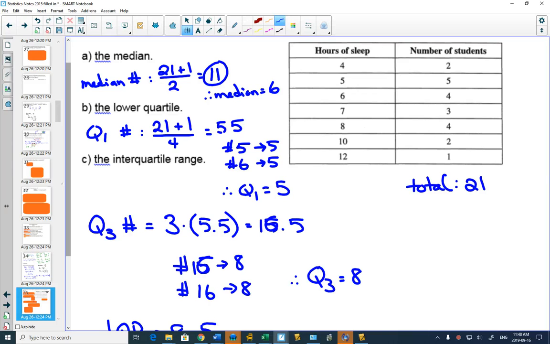So the 16th person happens to still be 8, and the 17th person happens to be 8. So quartile 3 is still 8. Whew. Thank goodness.